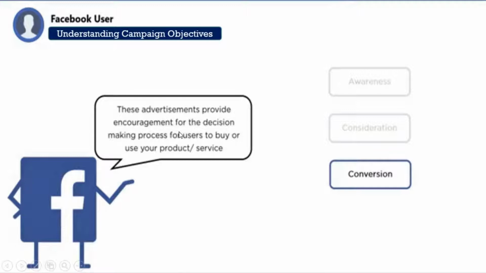So the first one, it arouses their interest. The second one, it gets them thinking about your product. While the third one, it encourages them to make a decision. So when you want to make an advertisement, you have to consider these three objectives. Do you want to create an interest in the minds of the people? Do you want them to think about your product? Do you want them to make a decision in buying your product? So those are the things we'll consider in understanding campaign objectives.